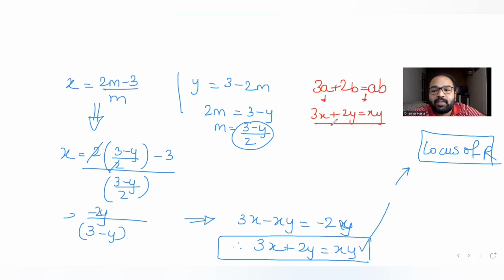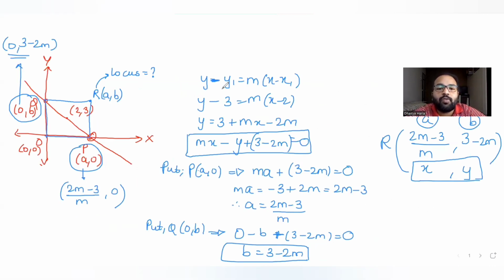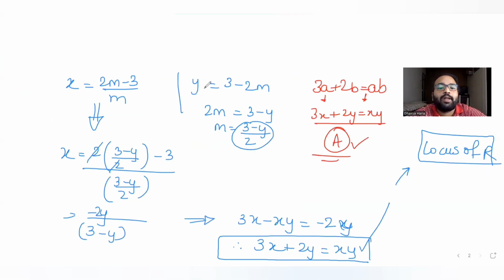And if you see the option which matches with this in the question is A, right? So the correct answer for this question is A, that is 3x plus 2y equals to xy, which is the locus of point R. I hope you have understood the question, how to solve this. So what we did was, first we found the equation of line, then we just substituted both of these points P and Q in that equation of line, because they will satisfy it, to get those 2 points in terms of m, that is slope. And after that, once we got that, we got this point R, and to find the locus we just needed to eliminate that slope. So we eliminated that slope and we got an equation which was in terms of x and y, and that is the answer as the locus of R.